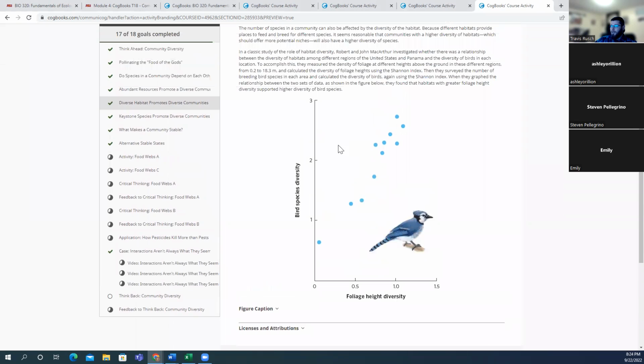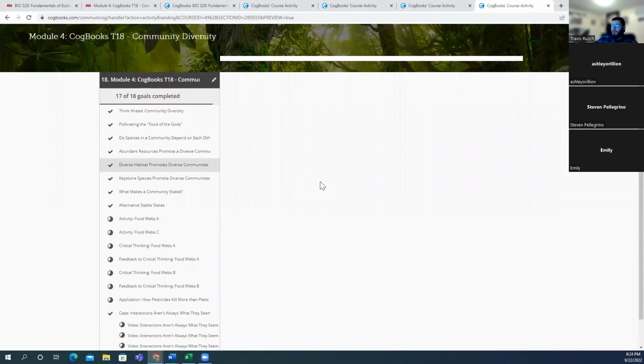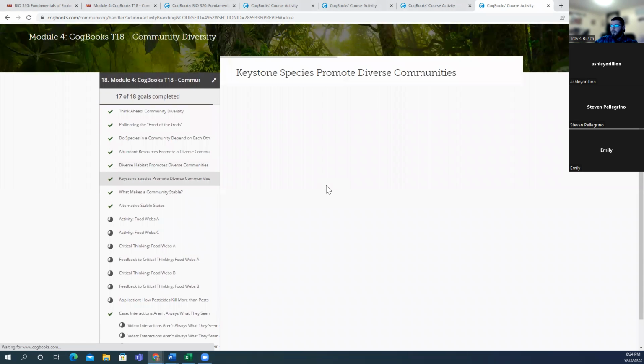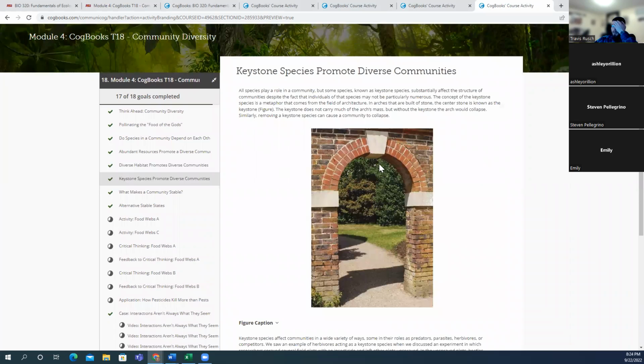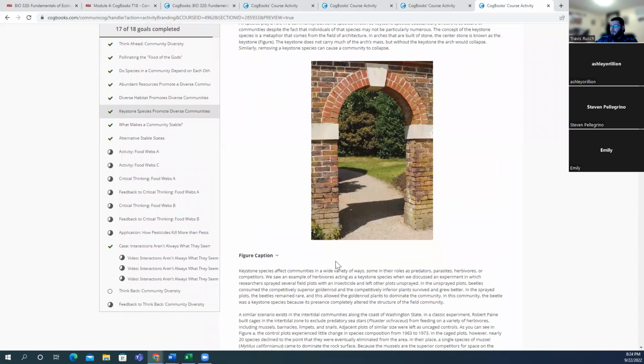Having more resources and more structure allows for more different types of organisms with different needs. And then there's another section about keystone species and how they promote diversity in the communities. Remember, a key with keystone species is that they control levels of competition at trophic levels below them. Other species often depend on them. They provide services for certain species. So there's a lot of benefits to keystone species and why they are able to promote diversity.